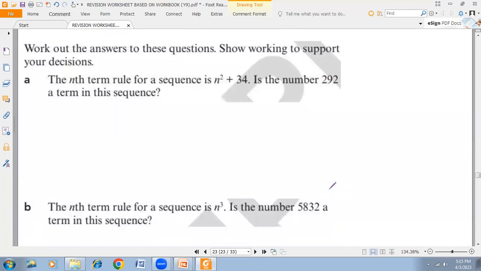This is a problem solving question involving nth term, not the one where we find the nth term. Finding the nth term we have done so many times before. We look at the question carefully. The nth term has been given as n squared plus 34. The question is, is the number 292 a term in the sequence? So it's not the 292nd term. It is a part of the sequence, and they're asking you whether it is there or not.